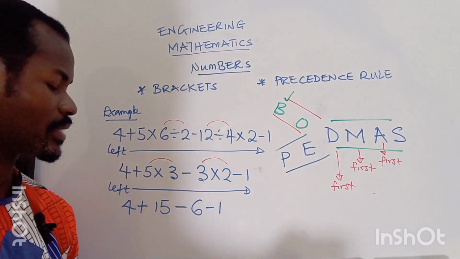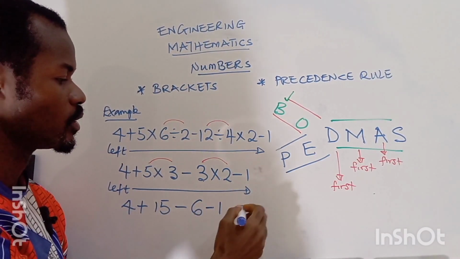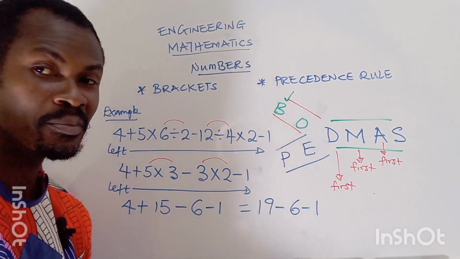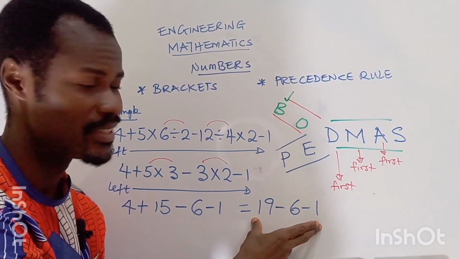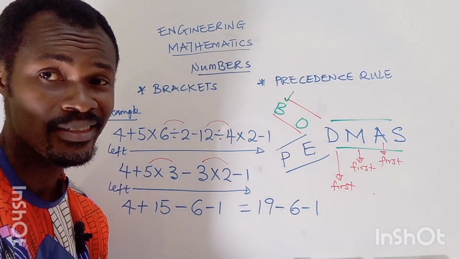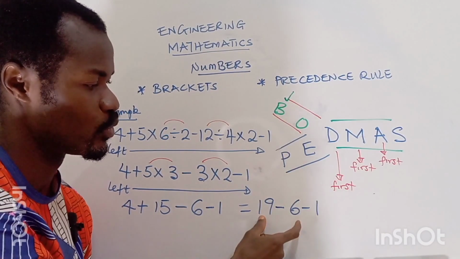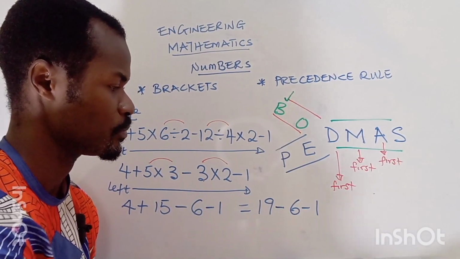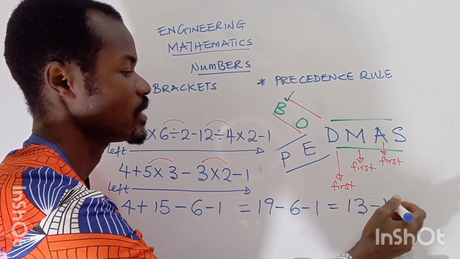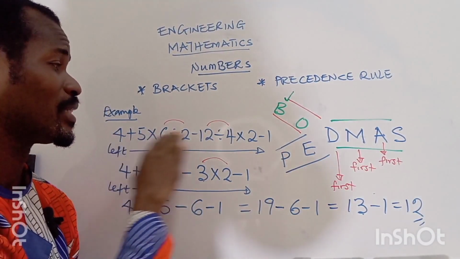Okay, so I'm going to work on this. So what do we have? 4 plus 15 is going to give us 19, so minus 6 and minus 1. Now it is even more simplified. Now 19 minus 6 and minus 1. All we have left is subtraction. Now in this case, we can work on any of the subtraction, but for ease, we are going to work on this. So 19 minus 6 is going to give us 13. And 13 minus 1 is going to give us 12. So 12 is the final answer to this expression.